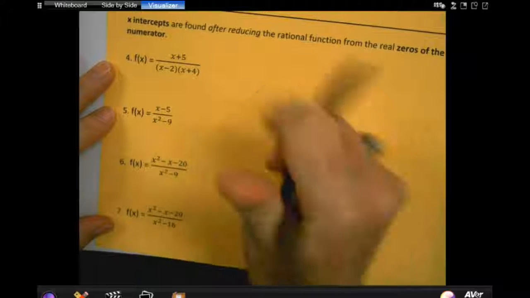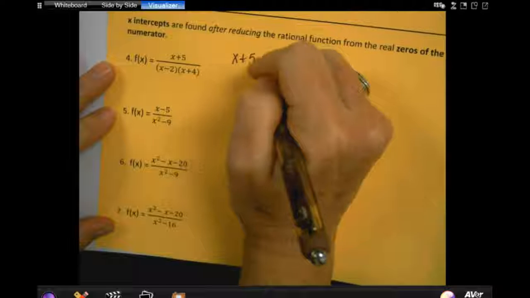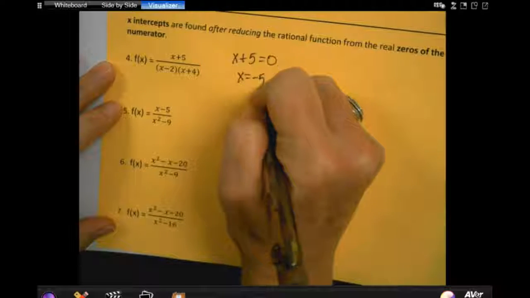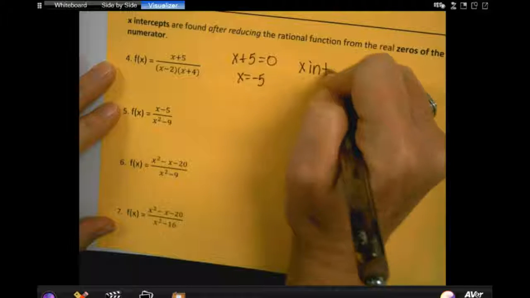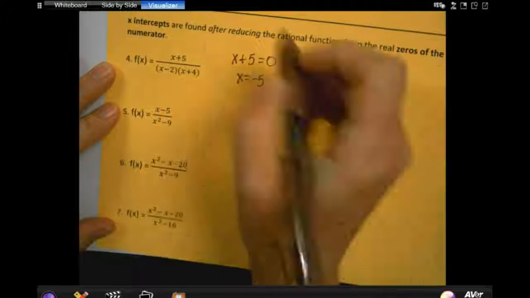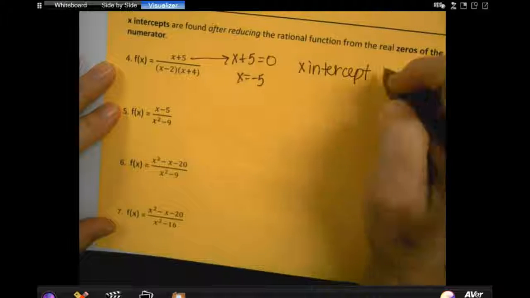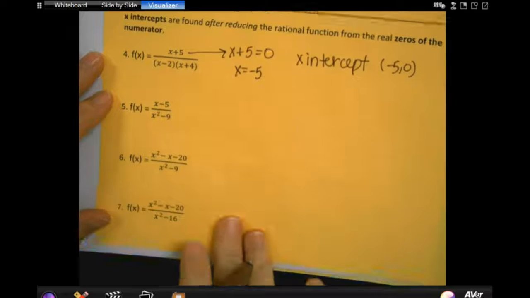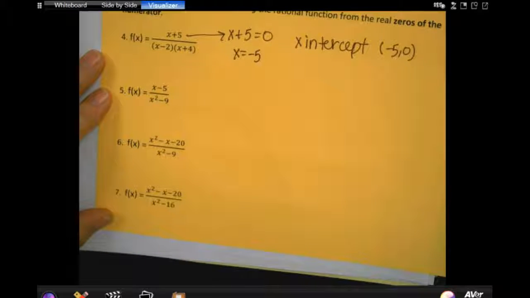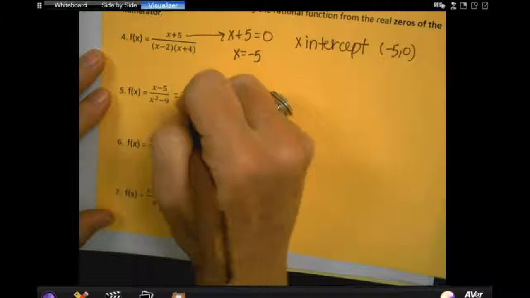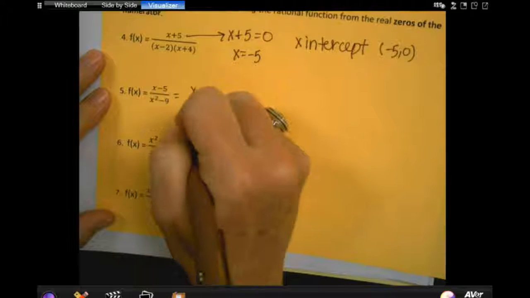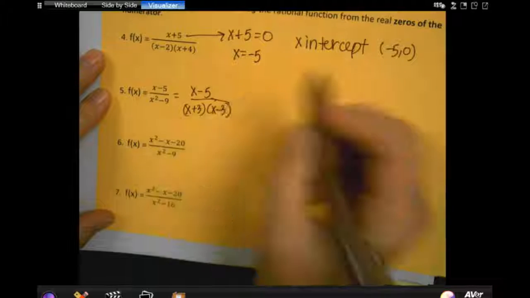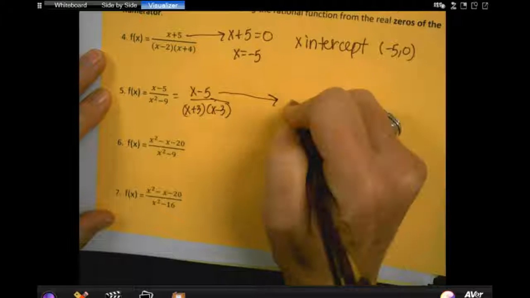So whatever's on top, set it equal to 0, and what does x equal? So the x-intercept is negative 5, 0. So I'm going to factor just to check, but nothing's going to cancel on bottom. So I'm going to use this to find the x-intercept.